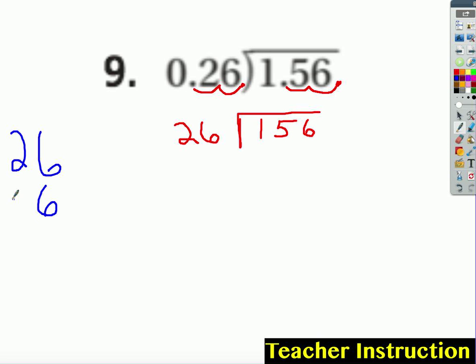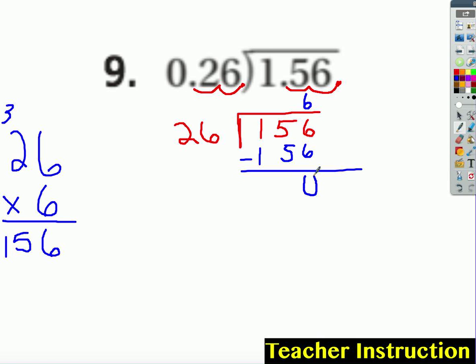Okay, I heard 6. So I'm going to try off to the side. I'm going to try 26 times 6. 36. 6 times 2 is 12, plus 3 is 15. How about that? We got lucky right off the bat. So 26 goes into 156 6 times, which is 156. I subtract. Got nothing left. Okay, so 1.56 divided by 0.26 would give me 6. Okay? Let me stop this real quick.